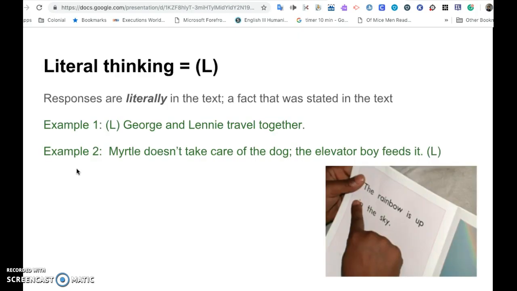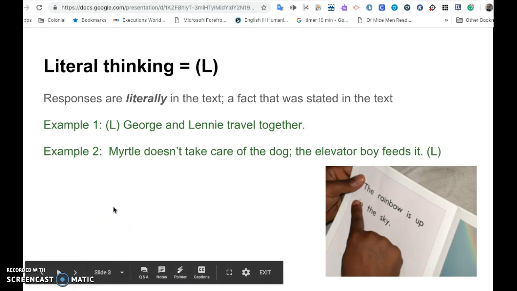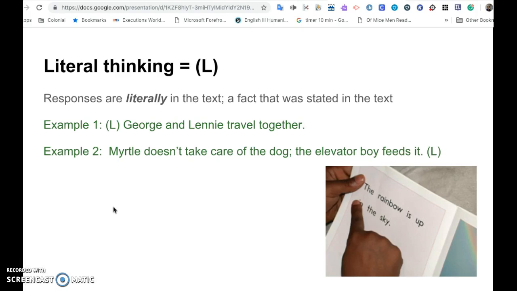Literal responses, which are abbreviated by L, are things that you can find directly in the text. It's like a fact. A way to think about it is if you can put your finger on it, it's a literal response. So here's an example, and notice how I coded it with L in the beginning. You could also code it with the L at the end. George and Lenny travel together. Well, that's a fact. I can find it in the text. Another example from Gatsby: Myrtle doesn't take care of her dog. The elevator boy feeds it. That's another fact from the text, and those are examples of literal thinking. You might want to take notes on literal things to remember what happens in the text or for things you think are important.